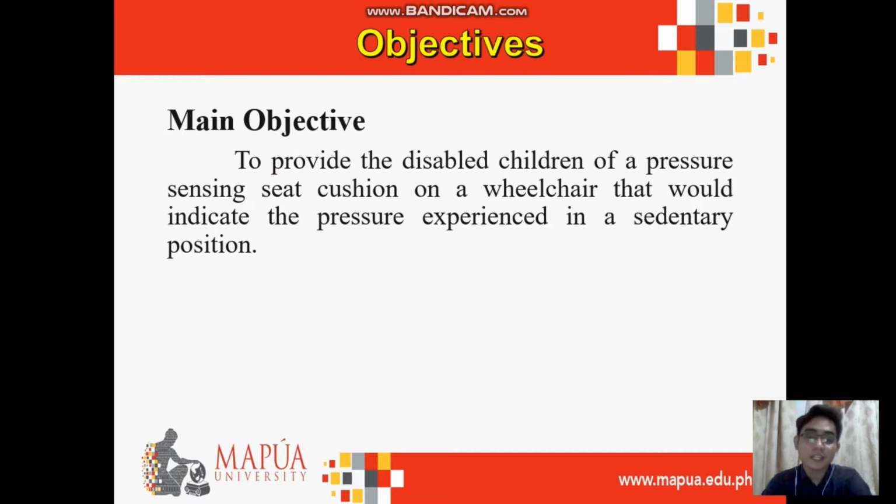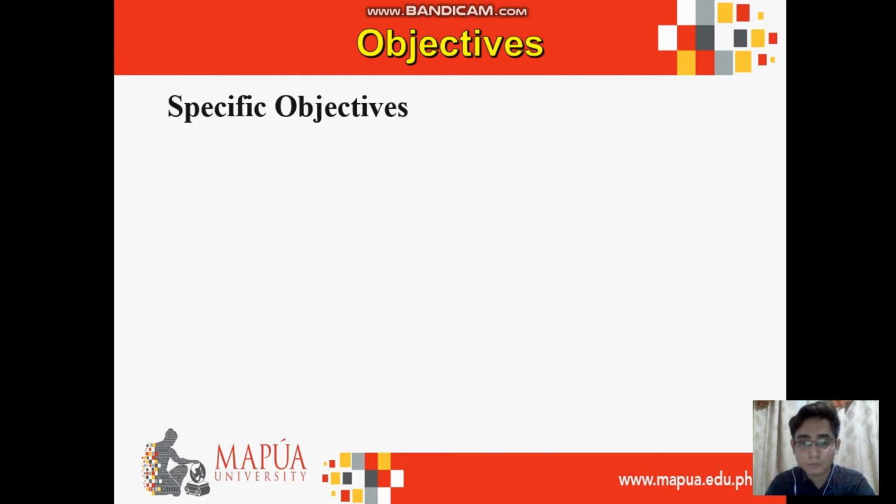Objectives. The main objective is to provide the disabled children with a pressure sensing seat cushion on a wheelchair that would indicate the pressure experienced in a sedentary position.